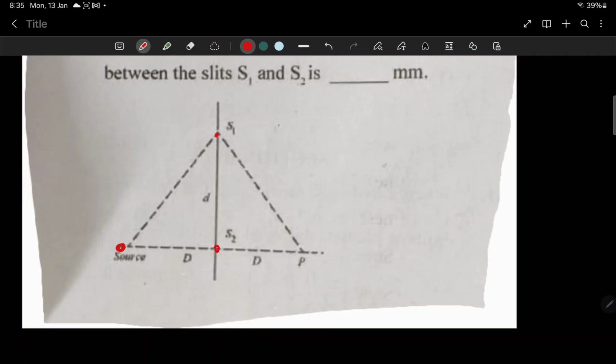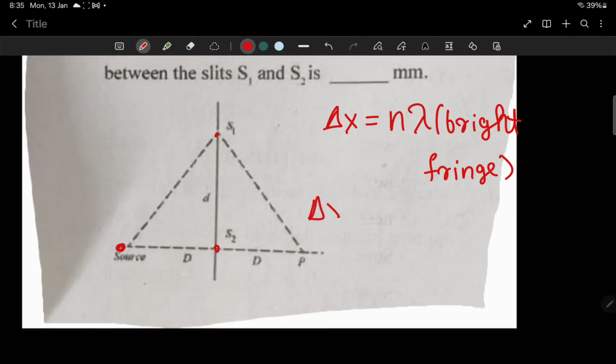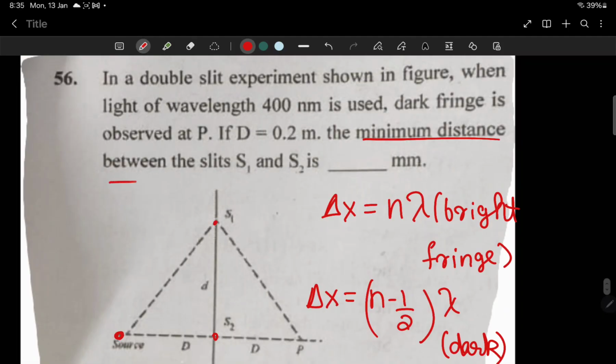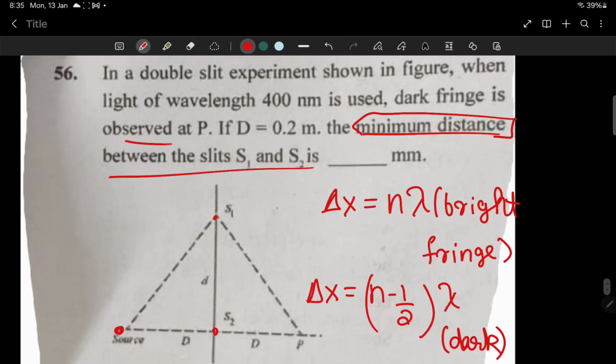First of all, you know that delta x is equal to what? Path difference equal to n lambda for a bright fringe, and delta x equal to n minus 1 by 2 lambda for a dark fringe. So here they are telling the minimum distance between slit 1 and slit 2. So here minimum distance should be there. So the dark fringe is observed at P.